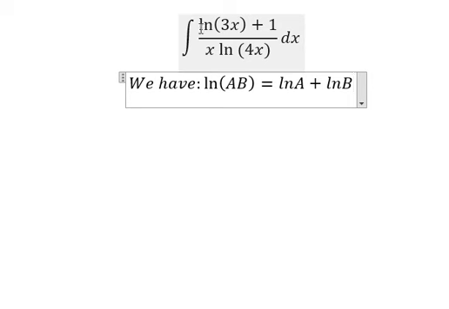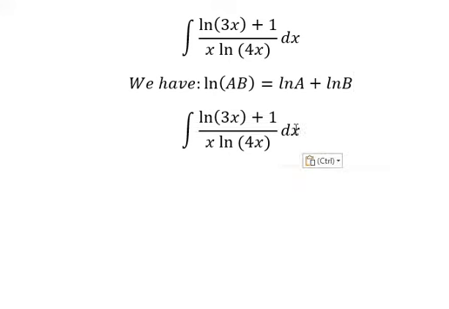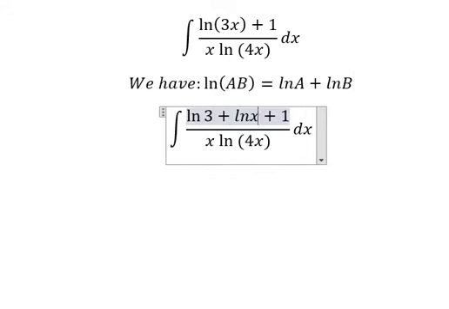Now we can apply the formula in here and here. So there should be ln 3 and ln s. Similar for this one, ln 4 plus ln s.